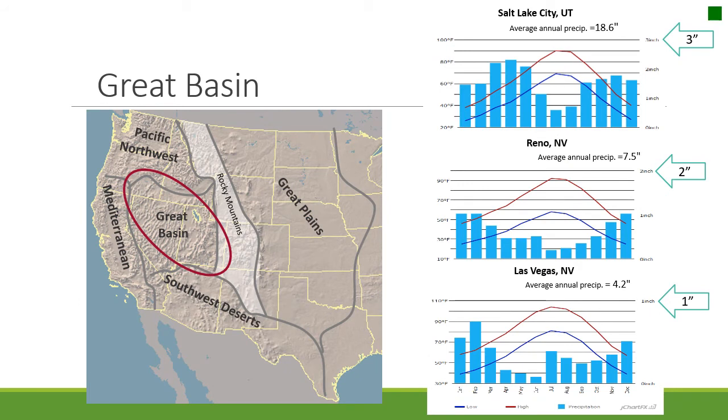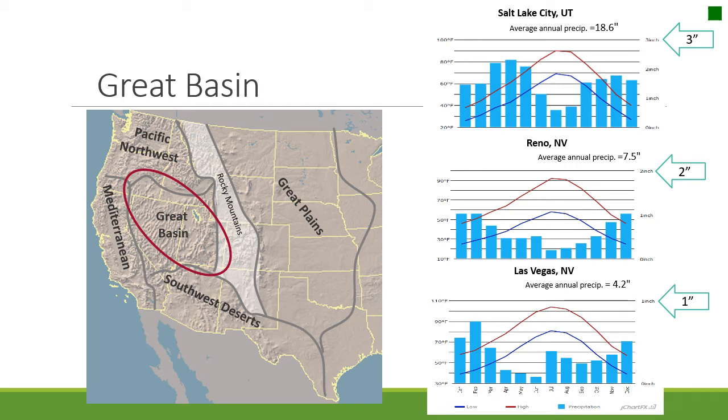Let's move next to the Great Basin. Now it's still in that Pacific type climate, but much different now. The winters are not quite as moist because it's in a semi-arid climate, and the summers are not quite as dry. So there's really some precipitation possible throughout the year.